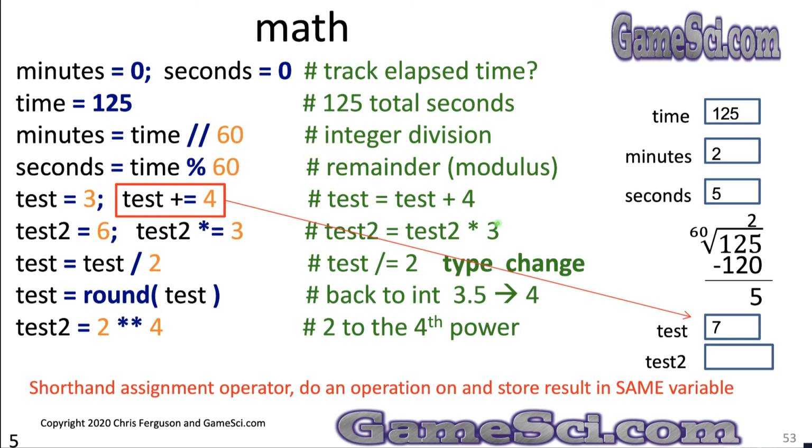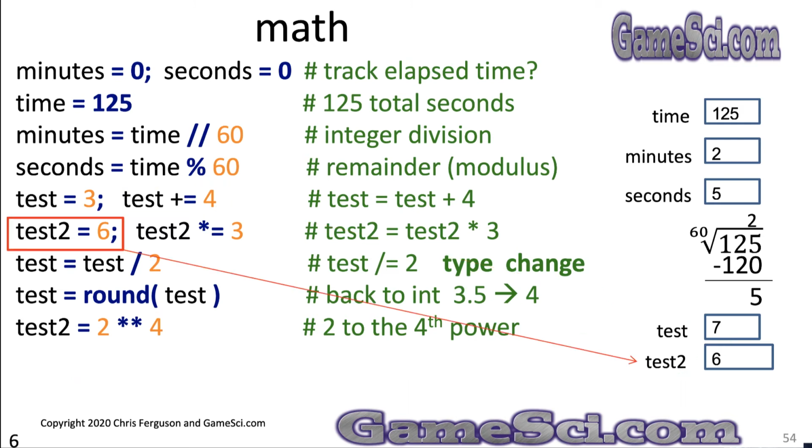Since we often add a value to the current variable and store the result back in, this is just a shorter way to type in this expression right there. So what you should read this as is test = test + 4, and 3 plus 4 comes out to be a 7. test2 = 6. Simple assignment of the value 6 to the variable test2.